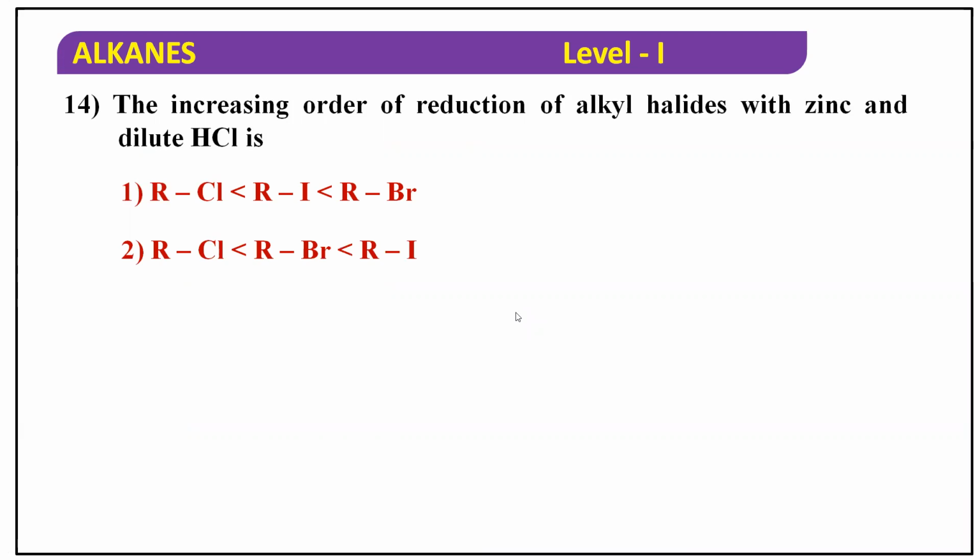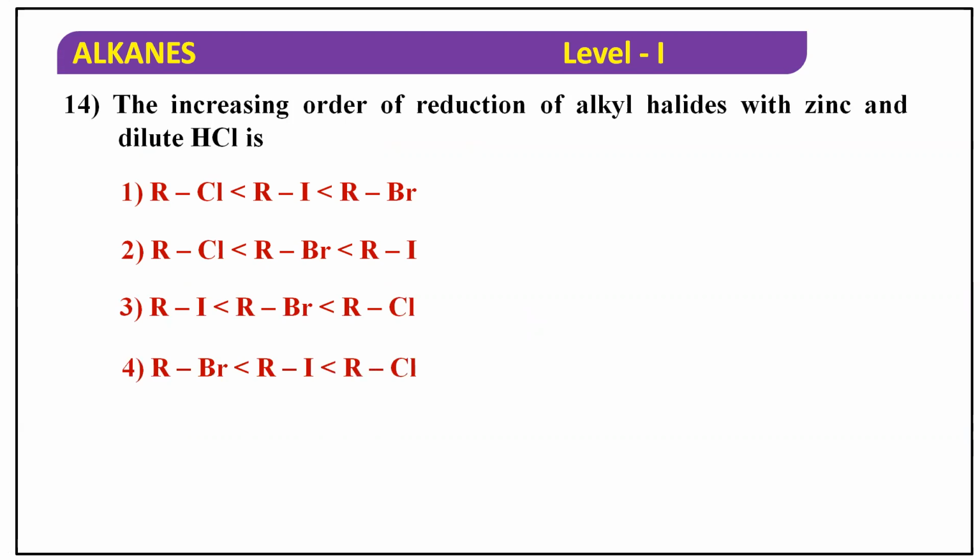The increasing order of reduction of alkyl halide with zinc and dilute HCl. Zinc and dilute HCl, reduction of alkyl halide. Alkyl halide with zinc and dilute HCl. This is one of the properties we discussed, right? RCl, then RBr, then RI.